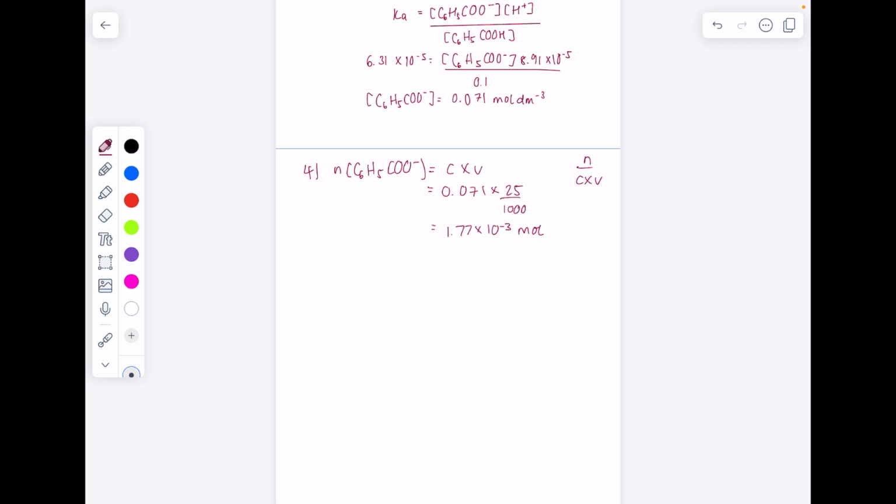And then final step, find the mass of C6H5COO minus. We do number of moles times MR. They told us that the MR was 144. So our final answer is a mass of 0.25 grams.